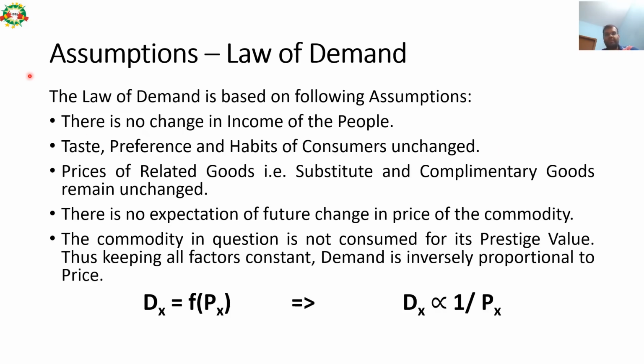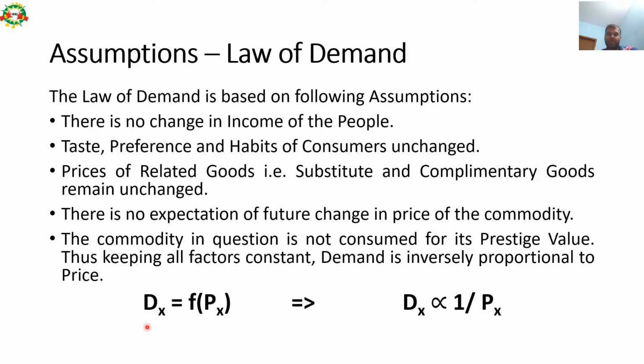So these are the assumptions of the law of demand. The law of demand is based on the following assumptions. There is no change in income of people, number one. Taste, preference and habits of consumer remain unchanged. Prices of related goods, that is substitute and complementary goods, remain unchanged. There is no expectation of future change in price of the commodity. And last is, the commodity in question is not consumed for its prestige value. Thus, keeping all factors constant, demand is inversely proportional to the price.